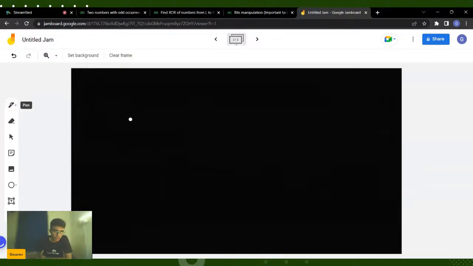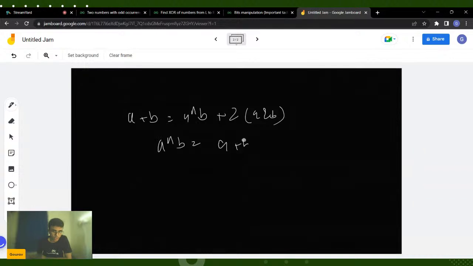So the equation will look something like this: A plus B is equal to A XOR B plus 2 into A and B. Okay, so this is how the equation looks, and you can write A XOR B is equal to A plus B minus 2 into A and B. So basically you can do this operation.